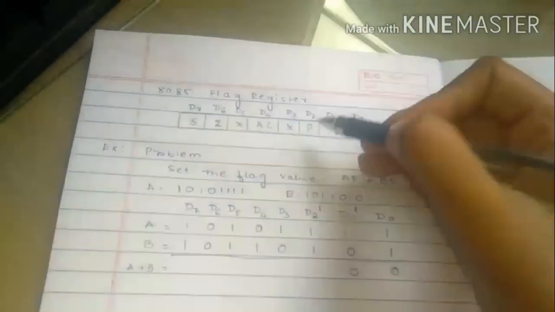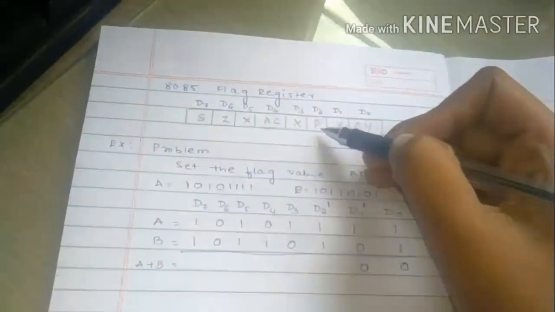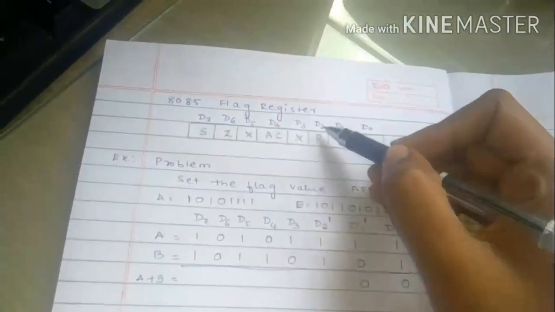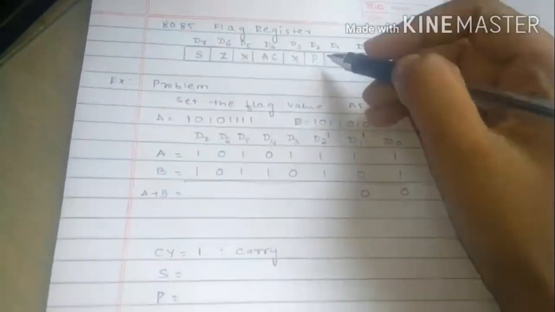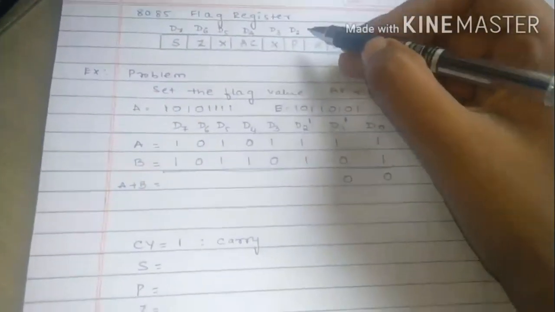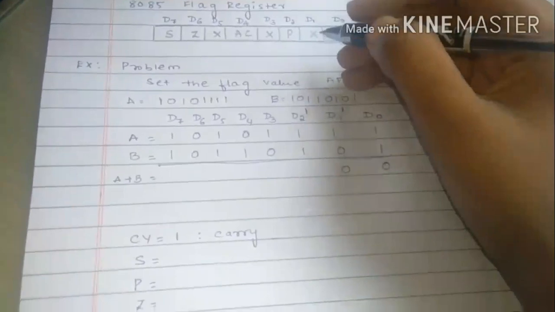Before that, you have to see that D2 will be checking the parity values, whether it is even parity or odd parity. So if it is even parity, the P value will be set as 1. If it is odd parity, the P value will be set as 0.